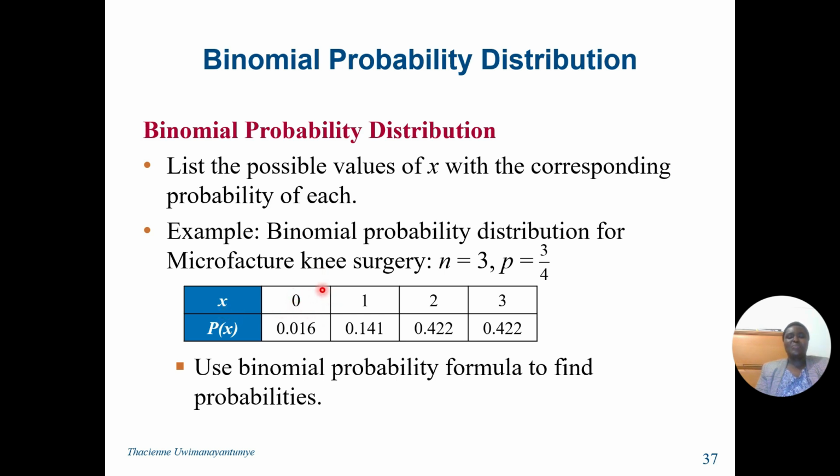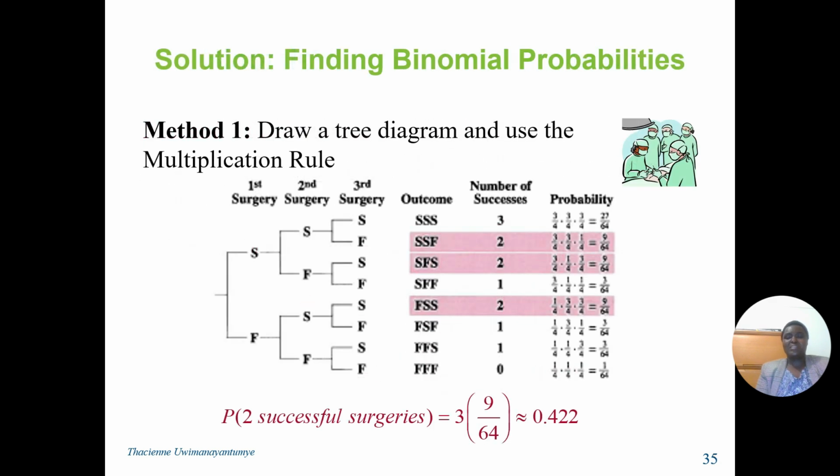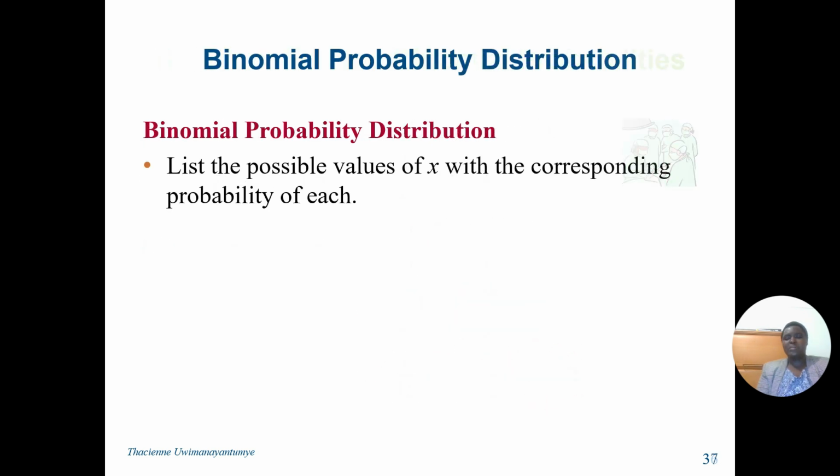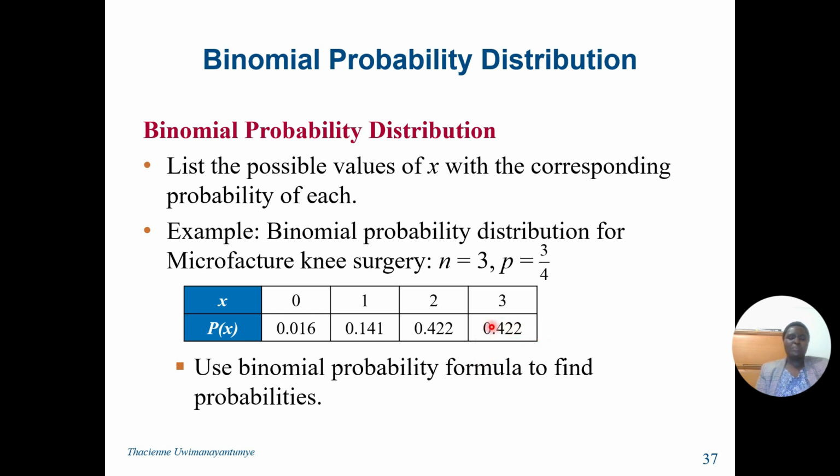So if we use this example, for 0 successes, no one has succeeded. If we go to this diagram, this probability is 1 over 64, because we only have one case, 1 over 64, which is equal to 0.016. Then we may have only one person with a successful surgery, and this probability will be equal to this. When we have 2, the probability is equal to this, as we have computed it up here. And when x equals 3, the probability is equal to 0.422. So it is recommended to use the binomial formula to get all these probabilities. It's easier that way instead of using the tree diagram.